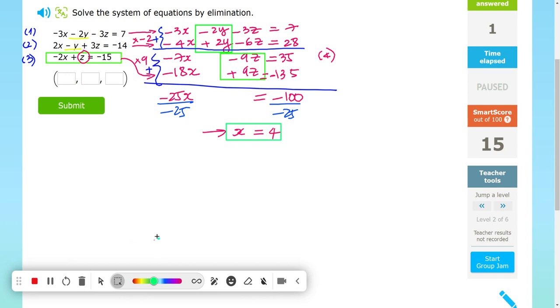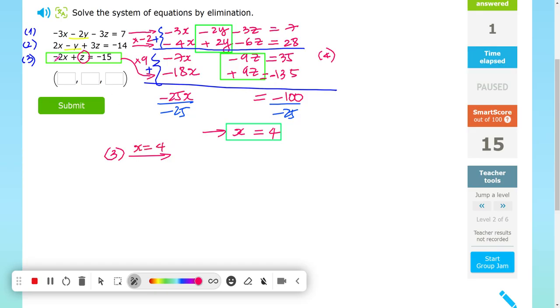Bingo. Okay. So now we need to look for y and z. So we need to find the z first, because equation number 3 or number 4 has only two variables, x and z. So we have to find the z next. Okay. So I would go to equation number 3, right here. So I substitute x equals 4.